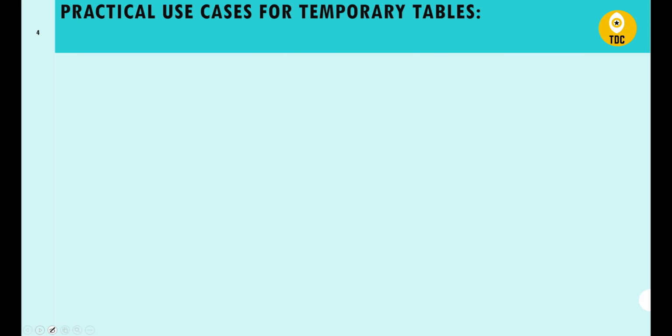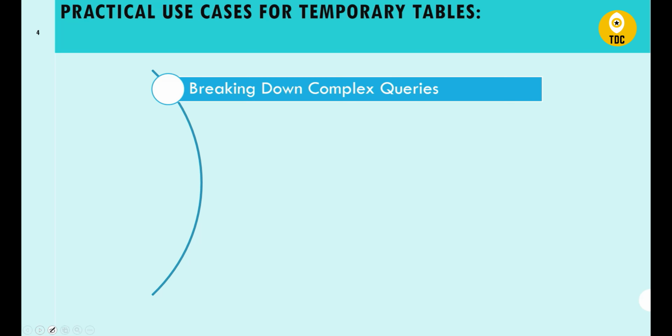Now you might be wondering, where exactly will we use temporary tables? There are a lot of practical use cases. There might be a case where you want to break down a complex query. This is the most common use case, where temporary tables can simplify a large and complex query by breaking it into smaller, more manageable chunks. You can create a series of steps, passing the result of step 1 to step 2 and step 3, and so on.